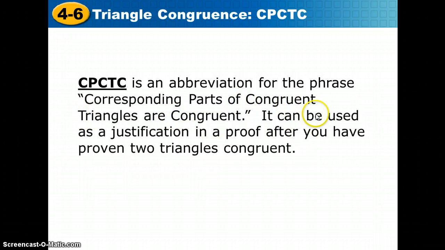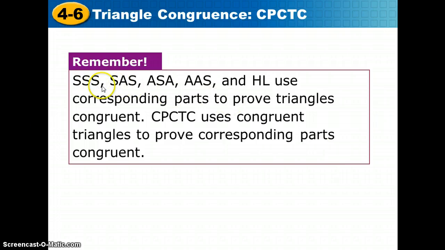This can be used as a justification, or a reason, rather, in a proof after you've proven that 2 triangles are congruent. But you must state that the triangles are congruent first before using this for a further step. Remember this: side-side-side, side-angle-side, angle-side-angle, angle-angle-side, and HL use corresponding parts to prove the triangles are congruent. CPCTC uses congruent triangles to prove corresponding parts are congruent.